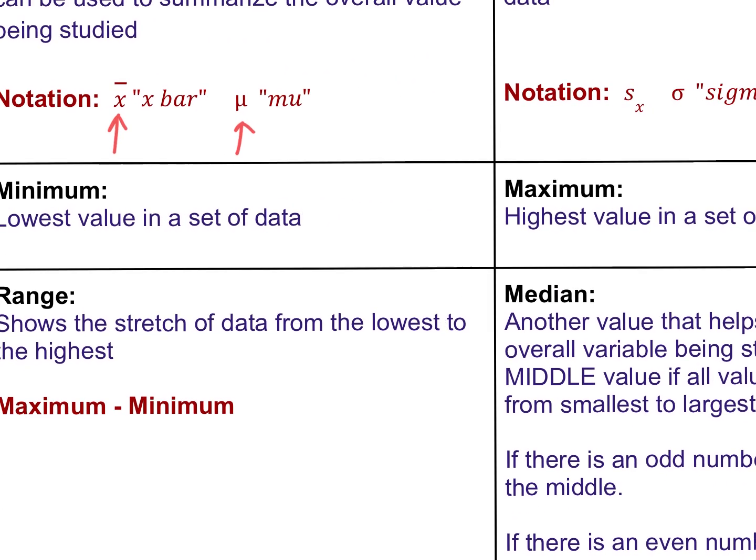Minimum and maximum are exactly what they sound like. Okay, there's only one of each. So there'll be one low point, that's your minimum, one high point, that's your maximum.